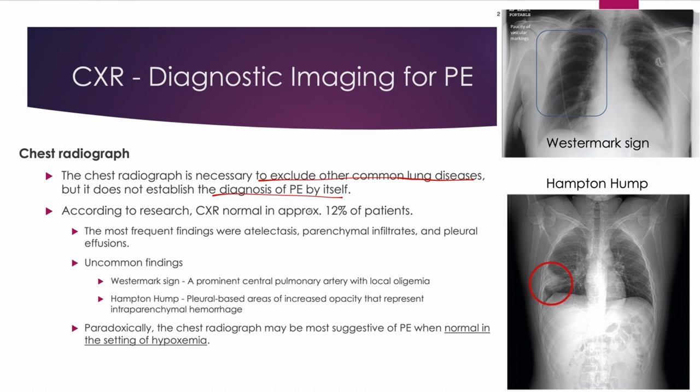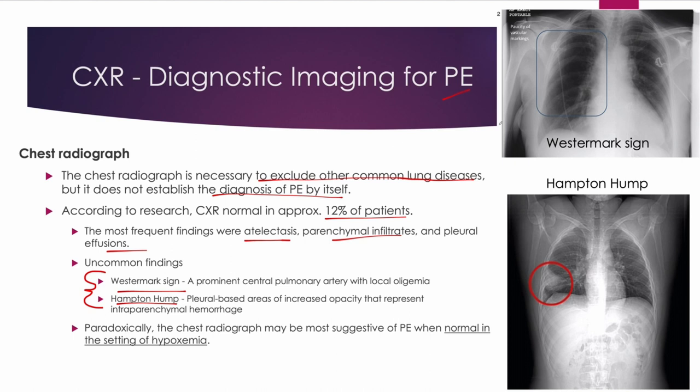So chest x-ray can be normal. According to research, about 12% of patients have a normal chest x-ray, even with the PE. Okay. Most frequently, findings that they see are atelectasis, some little infiltrates, and pleural effusions. Uncommon findings, but findings that are classic on testing are these two signs, Westermark sign and Hampton's hump.